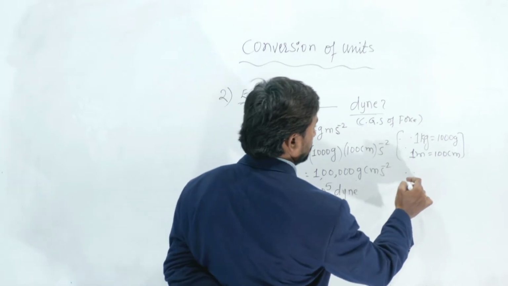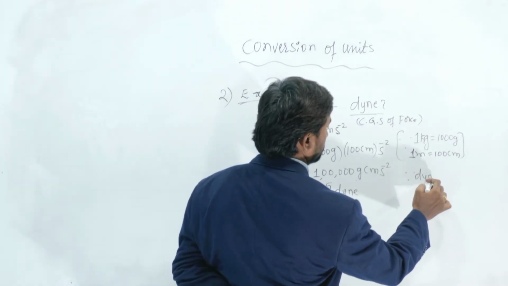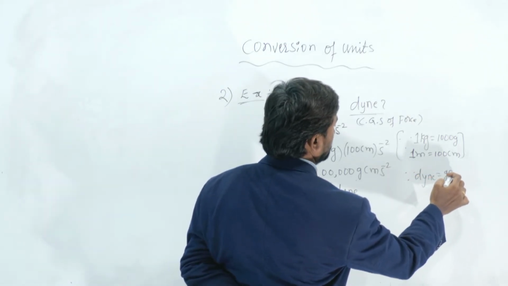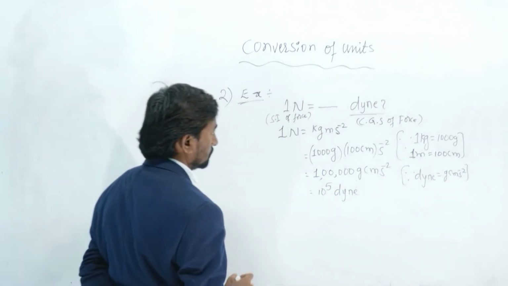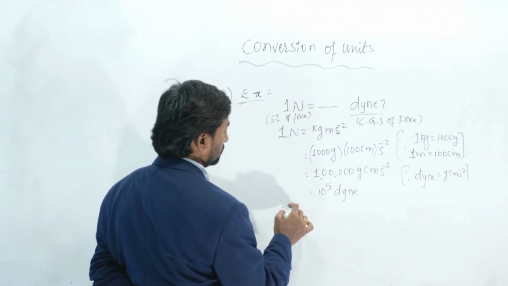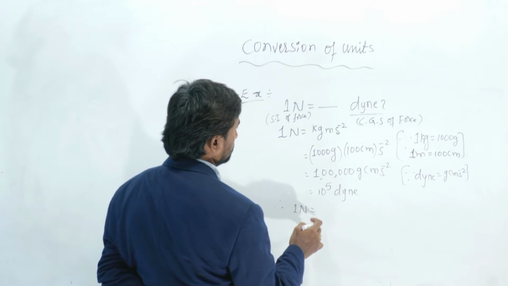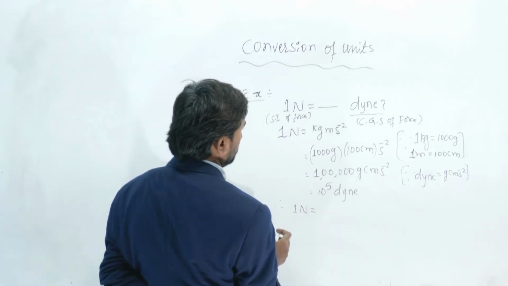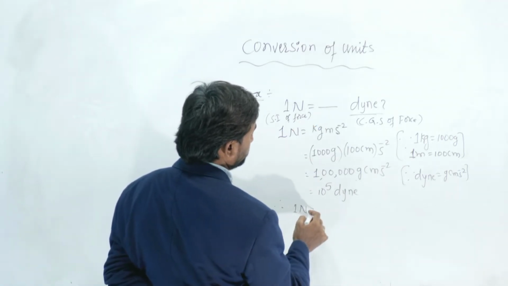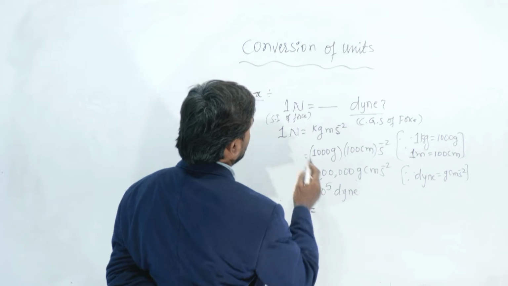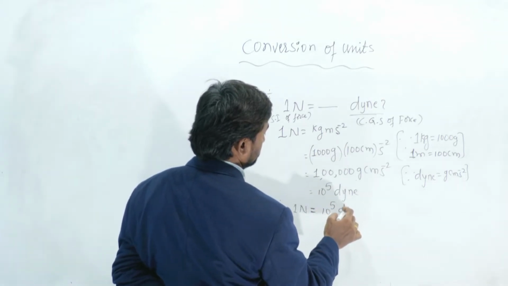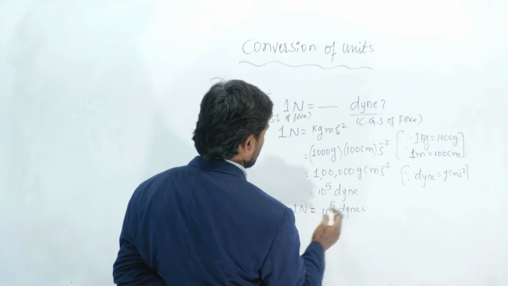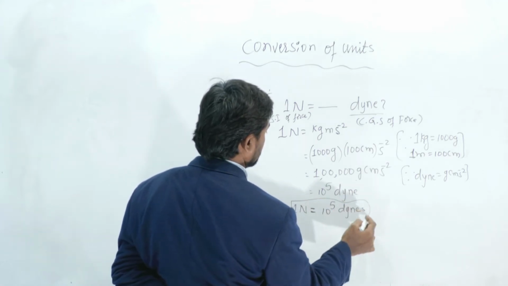Since dyne is equal to gram centimeter per second square, therefore 1 Newton is equal to 10 to the power of 5 dynes. This we can find out there.